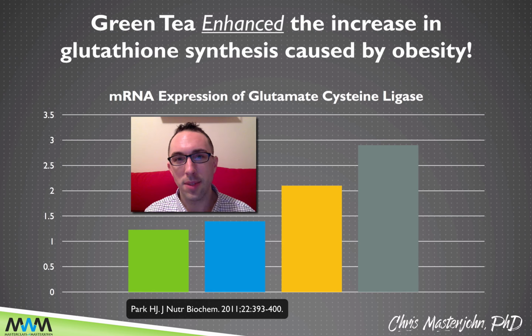Then green tea comes in and, acting as a pro-oxidant that oxidizes the thiol groups of KEAP1 to allow NRF2 to be released and translocate into the nucleus where it can upregulate glutathione synthesis, green tea does all that and massively enhances the signal to increase glutathione synthesis. So it's doing the same thing to glutathione synthesis as the oxidative stress caused by the obesity.